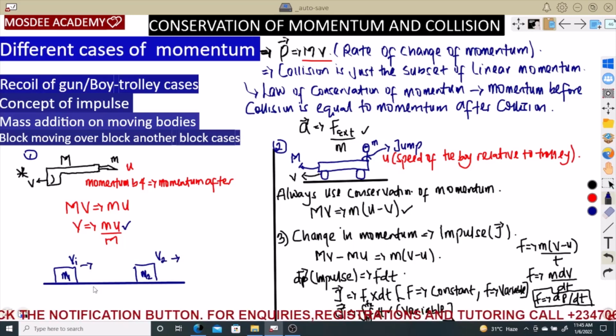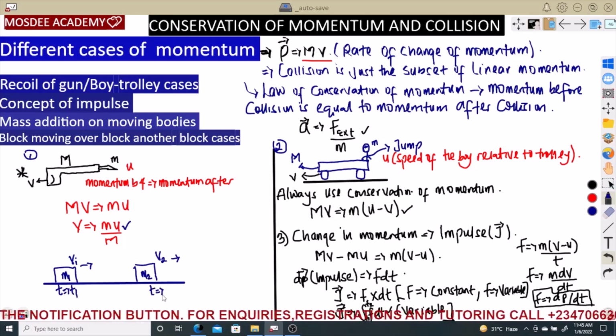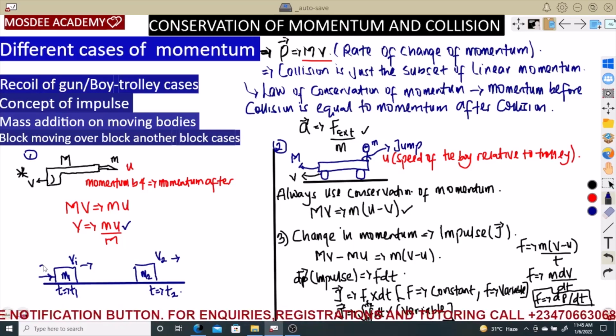Now the initial time was t1, and finally it reaches a point of time t equals t2. Now, if force is applied to this particular body to push it.